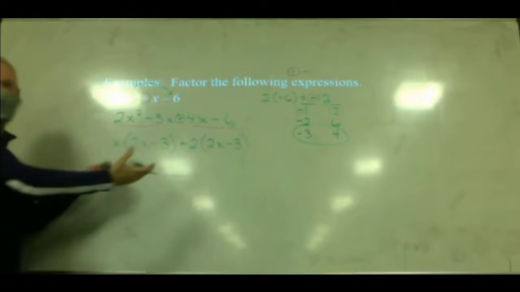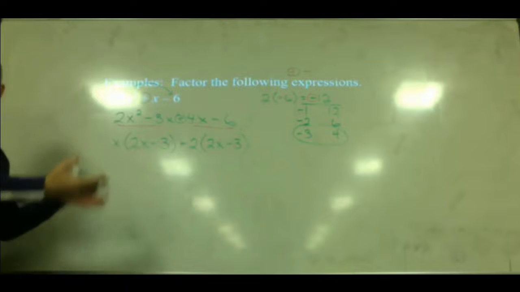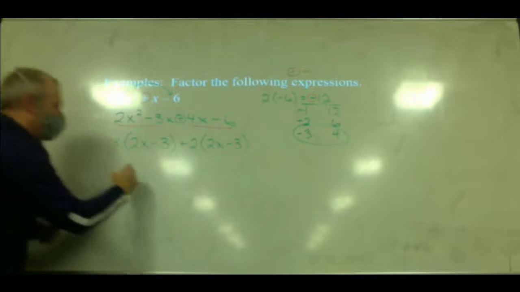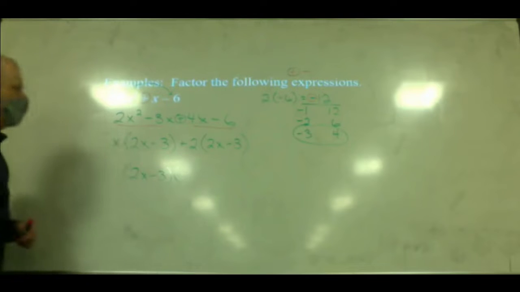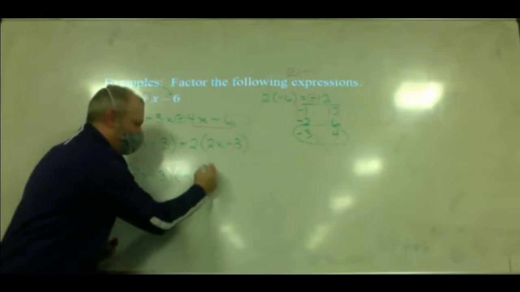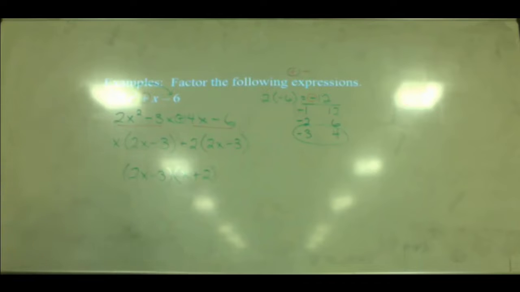And again, they match up, right? So we can factor out 2x minus 3. And what do we have left? X plus 2. And we're done. All right, are we getting it? Okay. Better than you've ever known it before, right? For sure. Okay. All right.